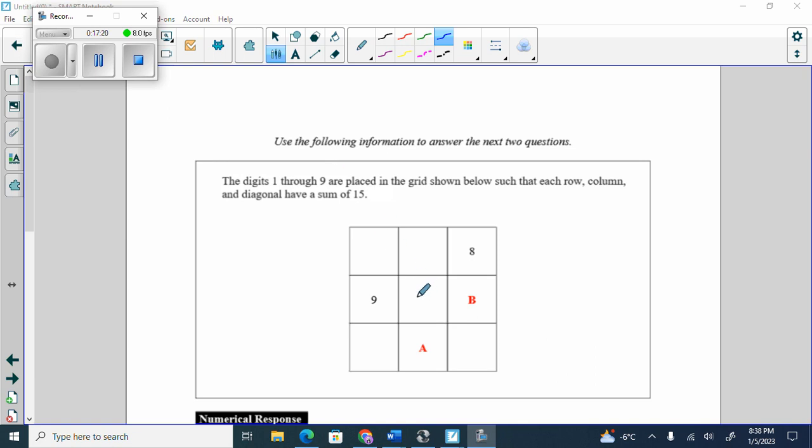So I tried a 5 here and then said, okay, well, 9 and 5 is 14. Well, then this would be 15. 8 and 5 is 13. This would have to be a 2.